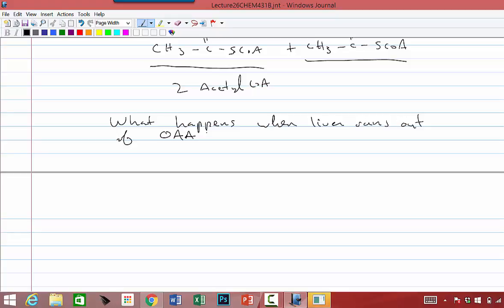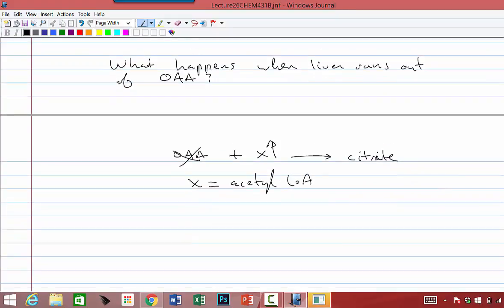And so when that happens, if you remember, OAA plus something gets together in the citric acid cycle to make citrate. Okay, it makes citrate. Does anyone remember what X is? Acetyl-CoA. So if you don't have any OAA, then this X, where X equals acetyl-CoA, starts to build up. Okay, and you start to get this abundance of acetyl-CoA, and then that's when you start to do ketone body formation.